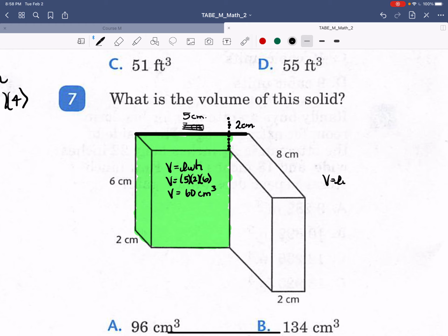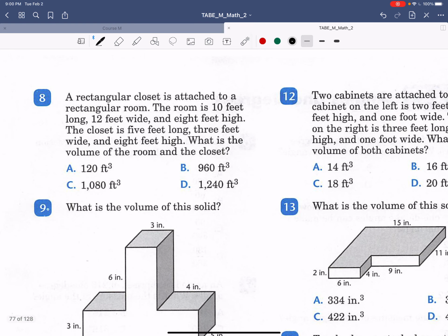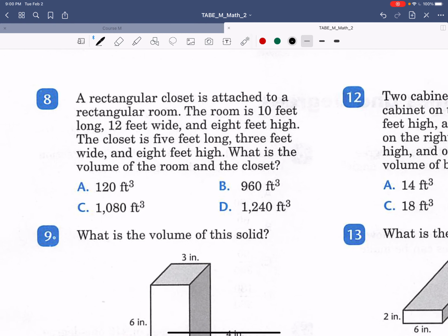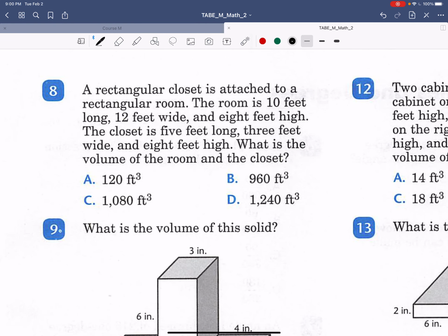Number 8. I haven't needed all this paper. I thought I would. A rectangular closet is attached to a rectangular room. The room is 10 feet long, 12 feet wide, and 8 feet high. The closet is 5 feet long, 3 feet wide, and 8 feet high. What is the volume of the room and, there's your addition word, the closet?